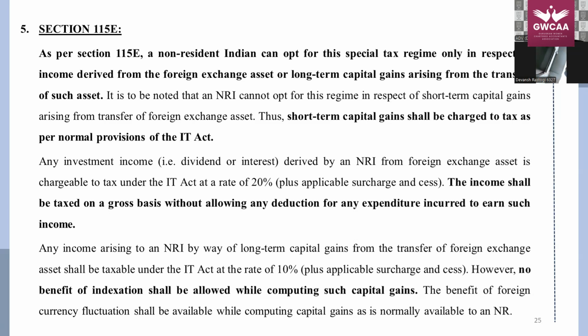And this is an optional regime, but in this case also, in case of capital gains, he can also invest under section 115F in shares of Indian company, debentures of Indian company, deposits of Indian company, security of central government, or saving certificates referred to. Next.